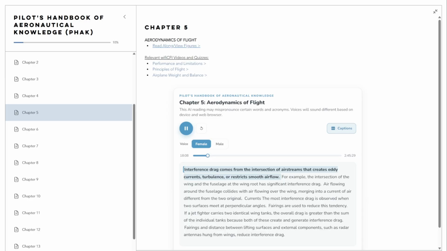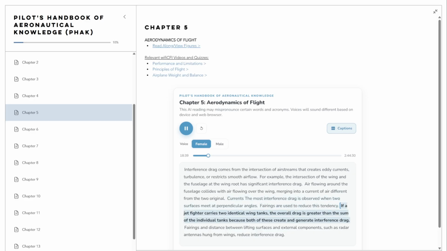Interference drag. Interference drag comes from the intersection of airstreams that creates eddy currents, turbulence, or restricts smooth airflow. For example, the intersection of the wing and the fuselage at the wing root has significant interference drag. Air flowing around the fuselage collides with air flowing over the wing, merging into a current of air different from the two original currents. The most interference drag is observed when two surfaces meet at perpendicular angles. Fairings are used to reduce this tendency.